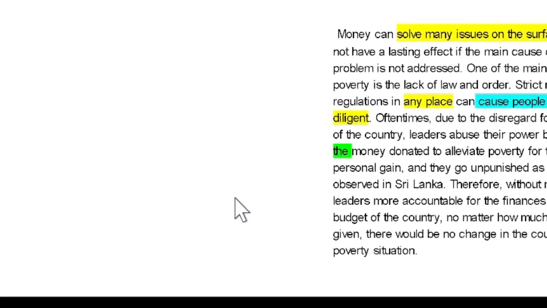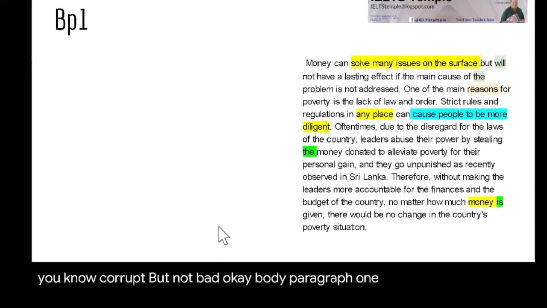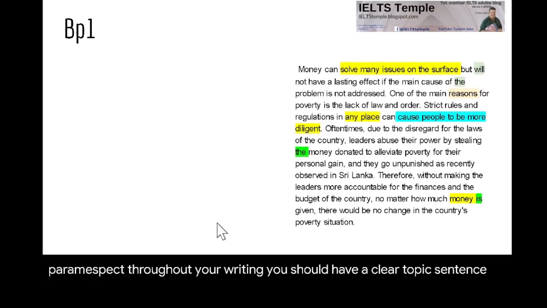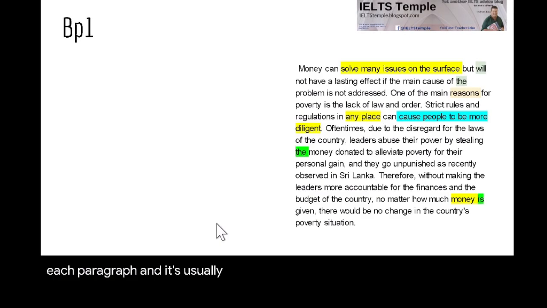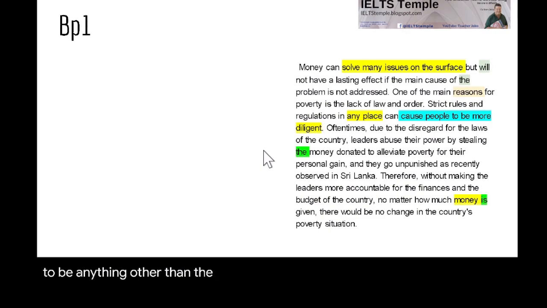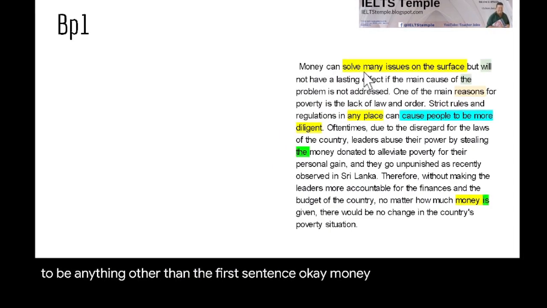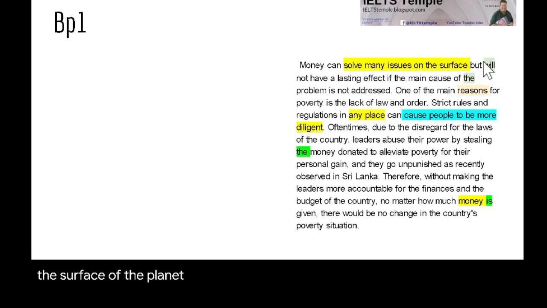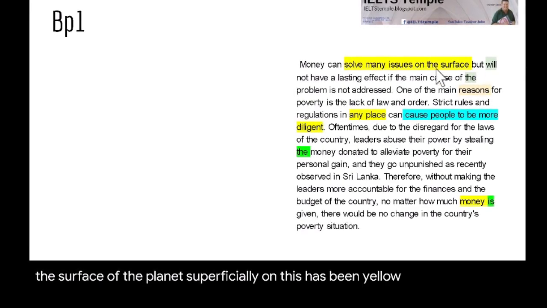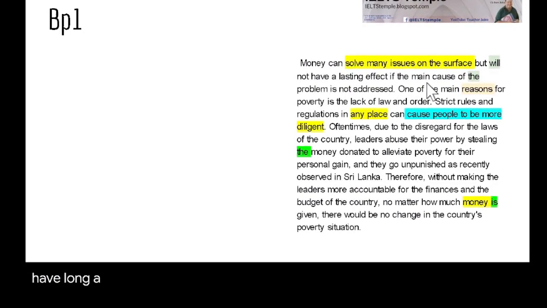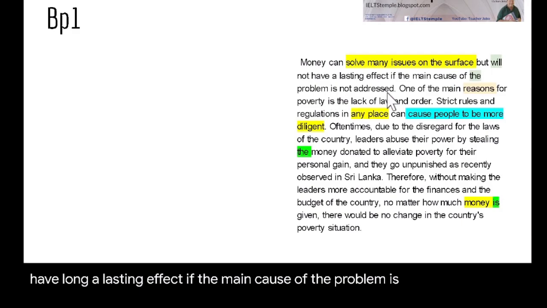Okay, body paragraph 1. Now, in your body paragraphs, in fact, throughout your writing, you should have a clear topic sentence in each paragraph, and it's usually the first sentence. In fact, you have to be really good for it not to be anything other than the first sentence. Okay, money can solve many issues on the surface of the planet. Superficially, on this bit of a yellow means word choices, but will not have a lasting effect if the main cause of the problem is not addressed.